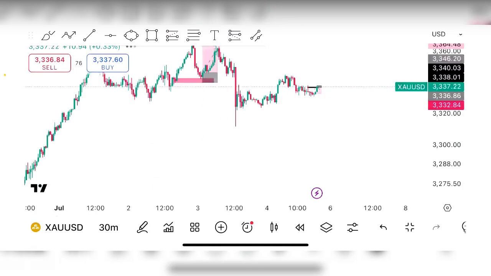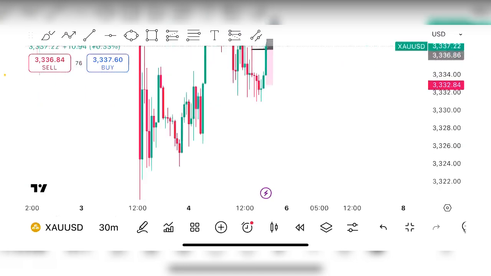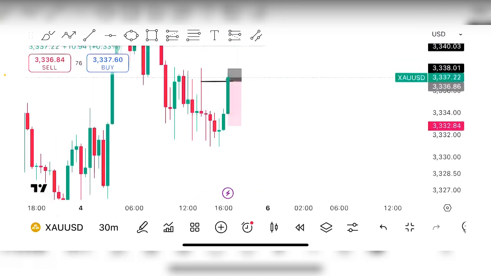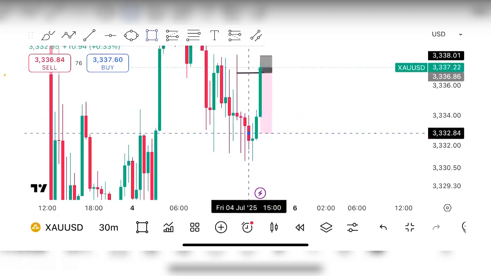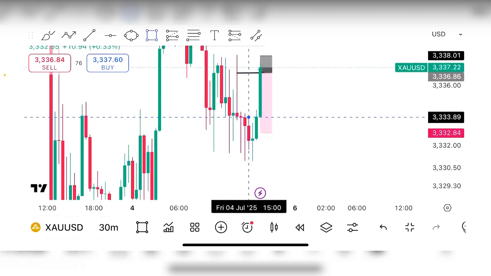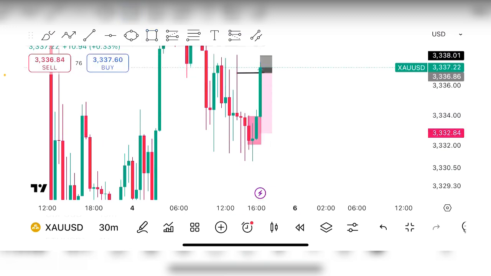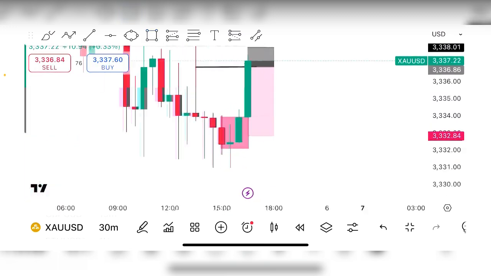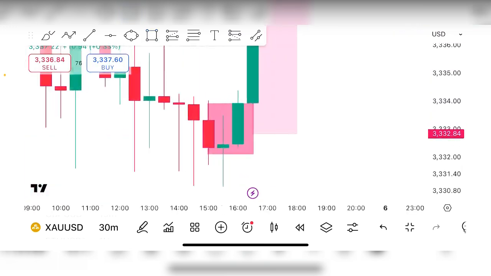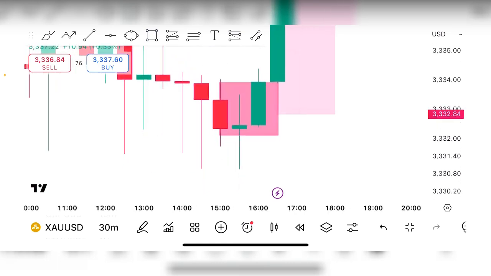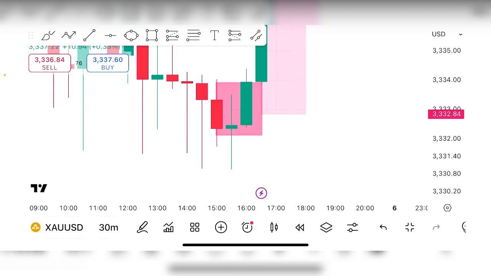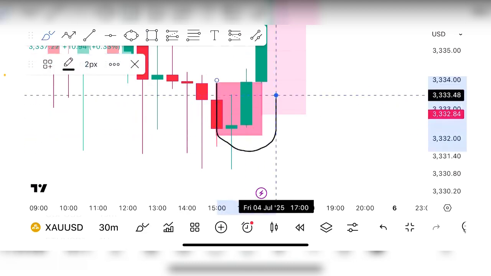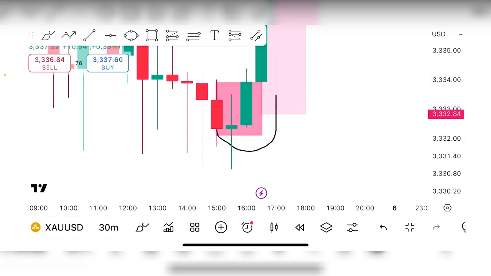On the live chart, this is how a morning star looks like, similar to what I just drew. It has that U curve shape. This is known as a morning star candlestick confirmation.